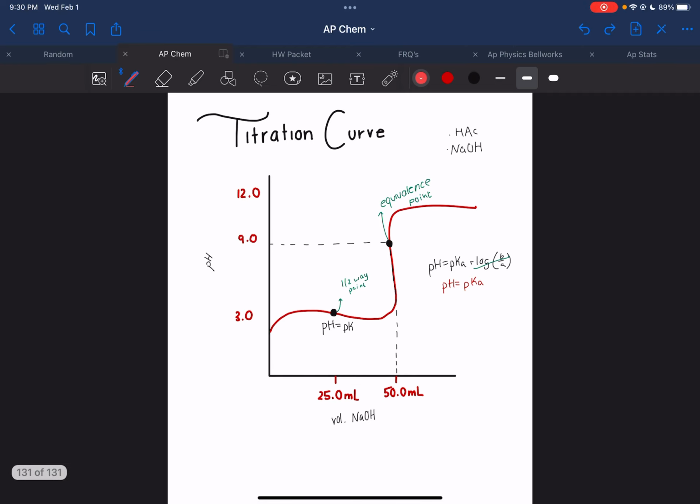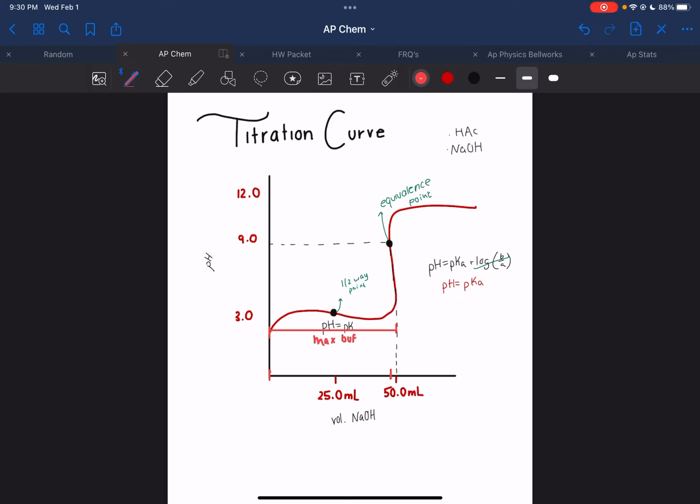So almost up until the halfway point, the buffer is working, right? It's resisting change to the most it can, right? It's probably not exceeding 3. So from right here, this is your maximum buffering.